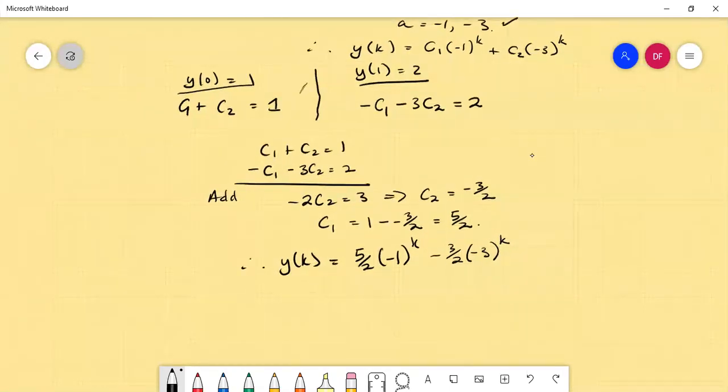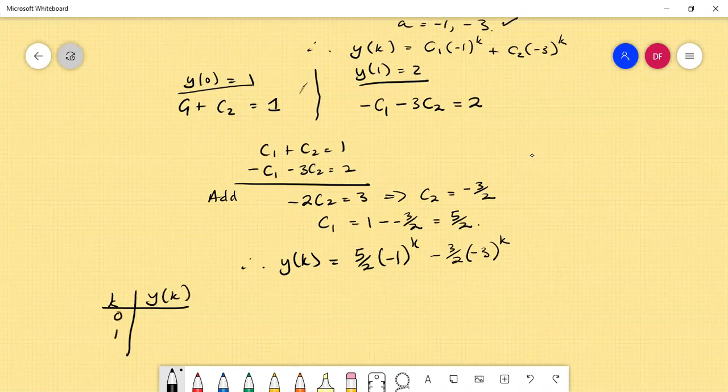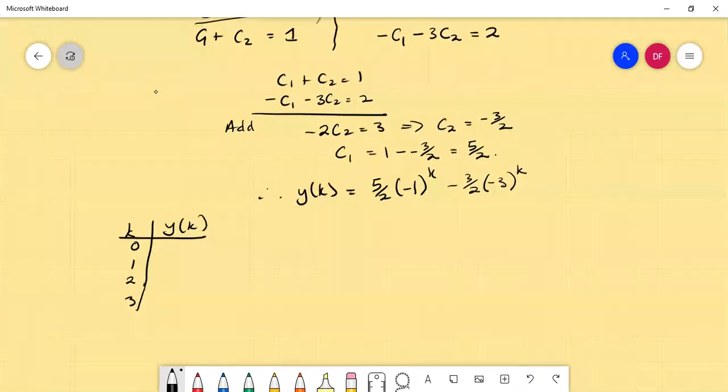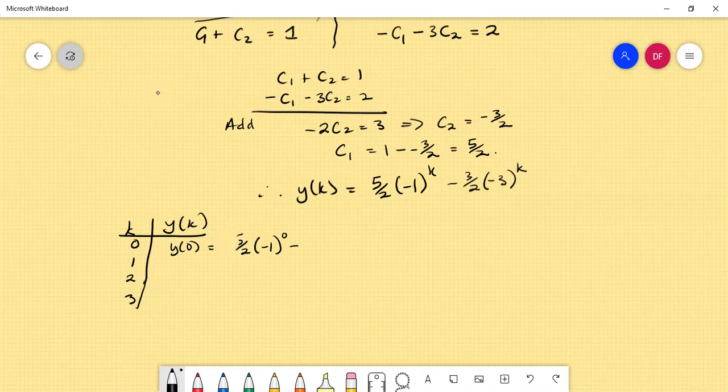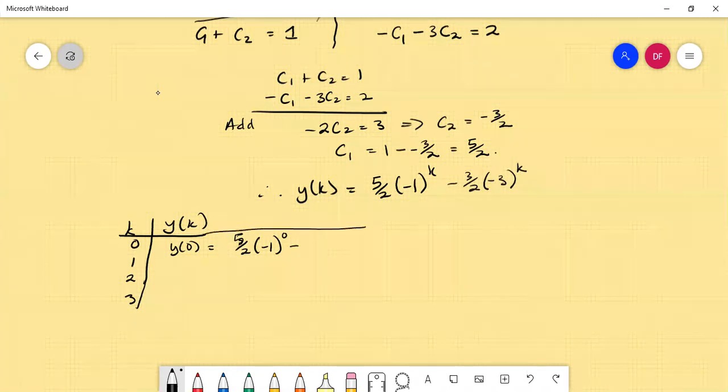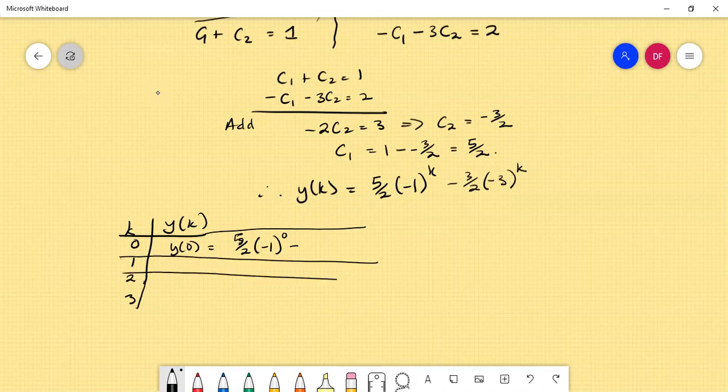So I need to make up a little table. k, y_k. So k equals 0, k equals 1, k equals 2, k equals 3. So those are my first 4 terms. Well, I expect y0 is supposed to be equal to 1, but let us work it out. y0 is equal to 5/2 times -1 to the 0, minus 3/2 times -3 to the 0. So that is going to be 5/2 minus 3/2 equal 1.